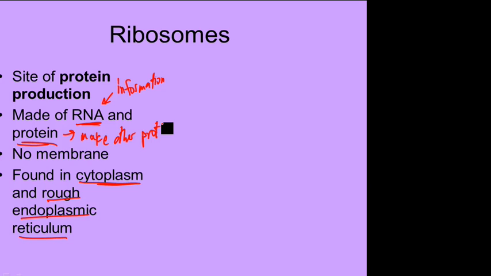So these ribosomes are in the cytoplasm and the rough endoplasmic reticulum. They do not have membranes. They're made of RNA and protein. The RNA is the information. The protein is what we use to make the other proteins.